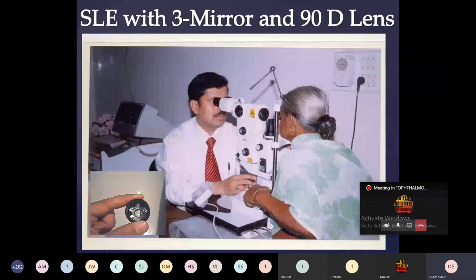And you have to have a slit lamp biomicroscope and you have to use a 3 mirror or 90D lens to visualize various diabetic retinopathy changes.